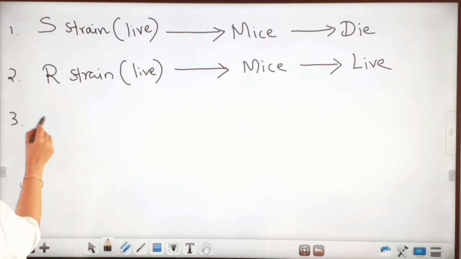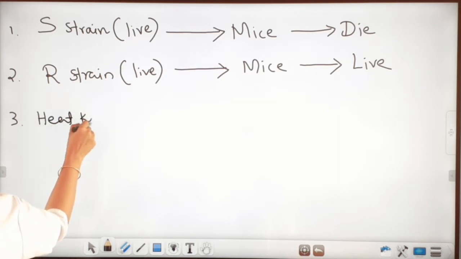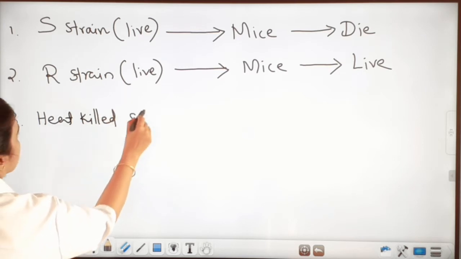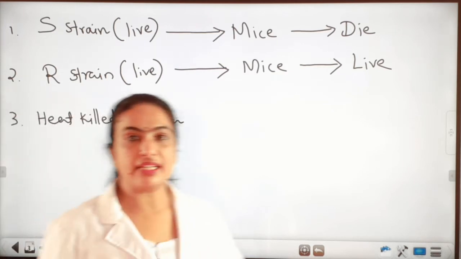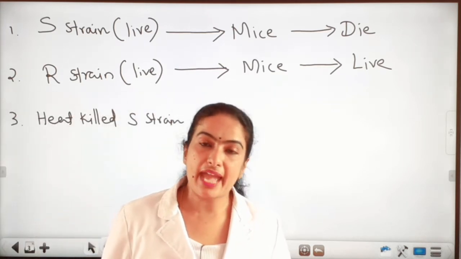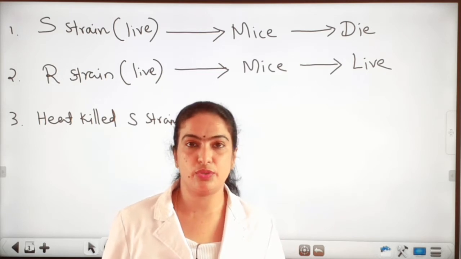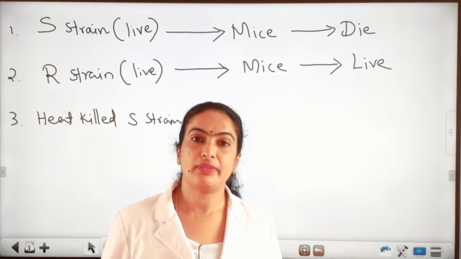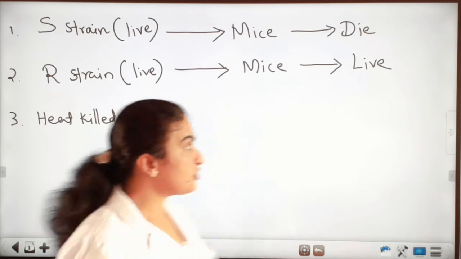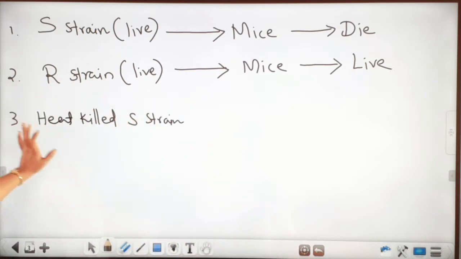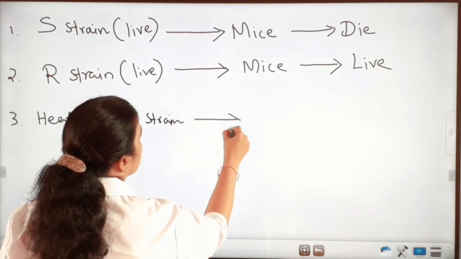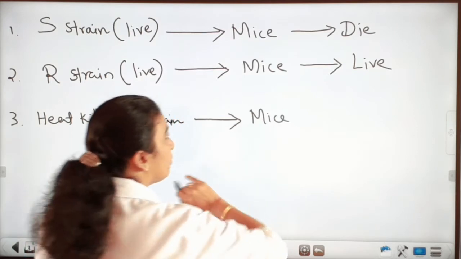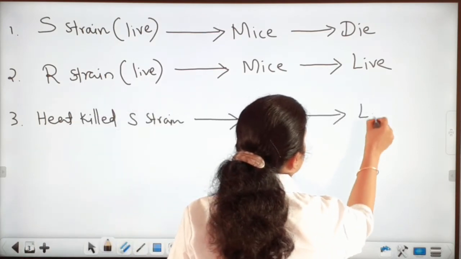In the third step, the heat-killed S strain. What is the meaning of heat-killed S strain? That is, the S strain bacteria can become avirulent due to heating. So when it heats, it becomes avirulent. So there is no virulent bacteria when it heats. So the heat-killed S strain, when it is injected into mice, there is no pneumonia. So the mice can live.